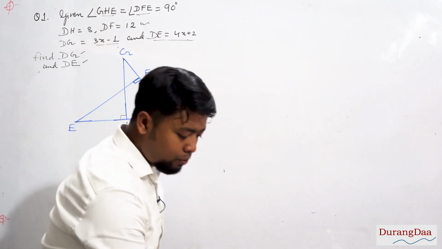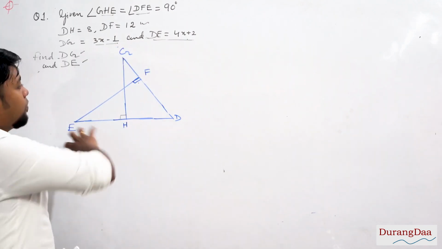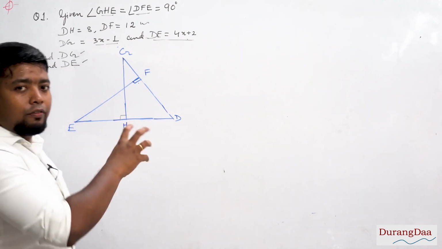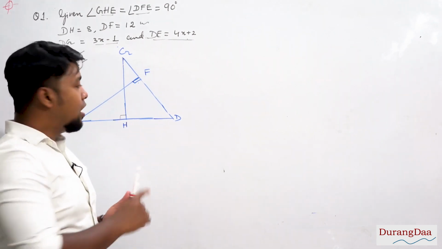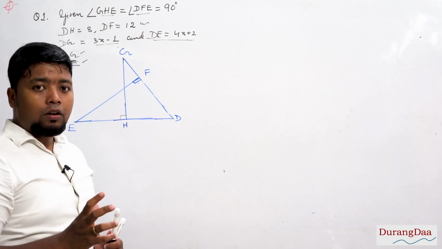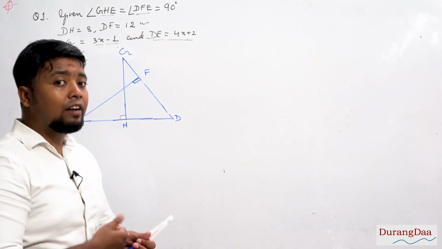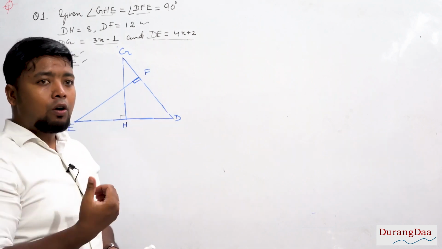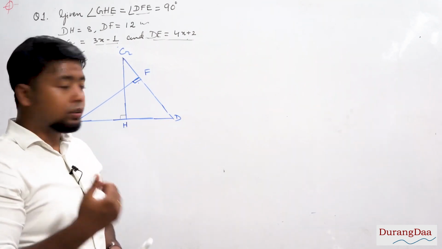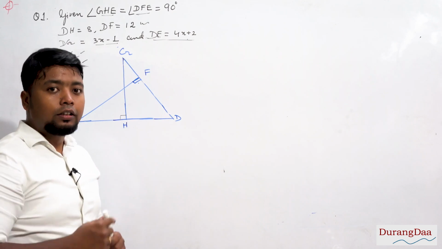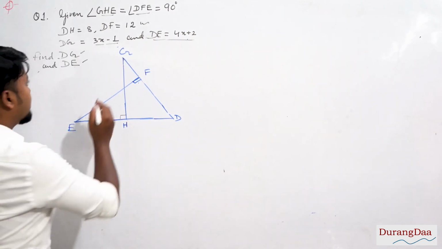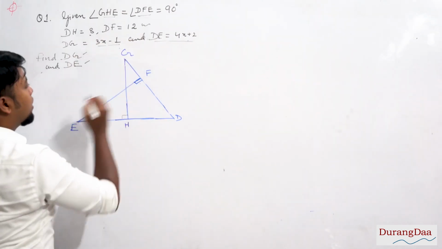So first and foremost, we will place all the values in the given figure. Secondly, we will hunt for the correct triangles. All right. We will prove them similar, and after proving them similar, third and final step, we will get the correct ratios between the corresponding sides. So step by step, firstly we will put the given values in the given figure.